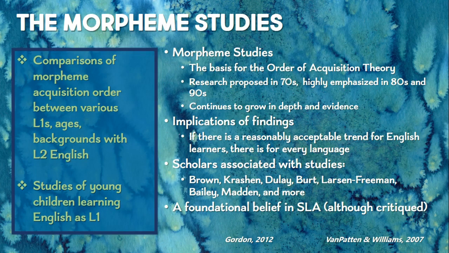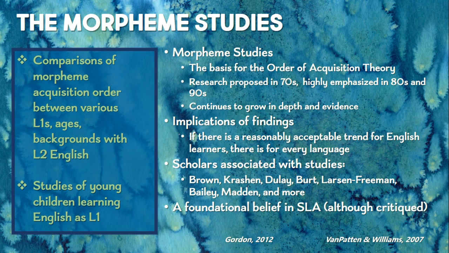The morpheme studies. So here, we're going to take a look at a specific set of studies that happened, the ones I referred to earlier in the 70s, starting with Brown, and then going to the 80s and 90s. These were comparisons of morpheme acquisition order between various L1s, ages, and backgrounds with L2 English. So they basically took a bunch of people who had all these different L1s, Arabic, Chinese, Russian, Spanish, you name it. And they were all these sweet little young kids learning English as well as their L1.